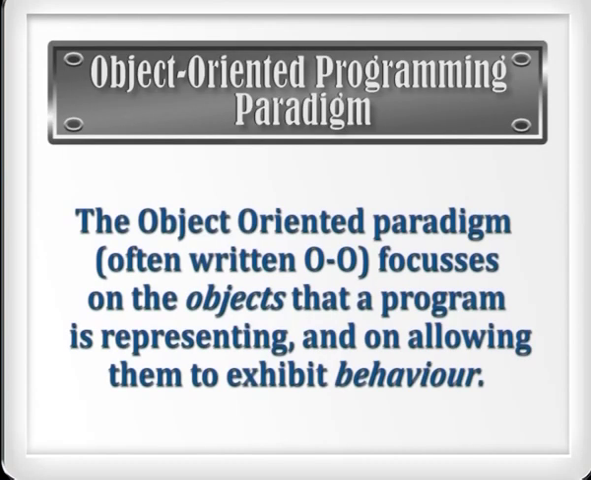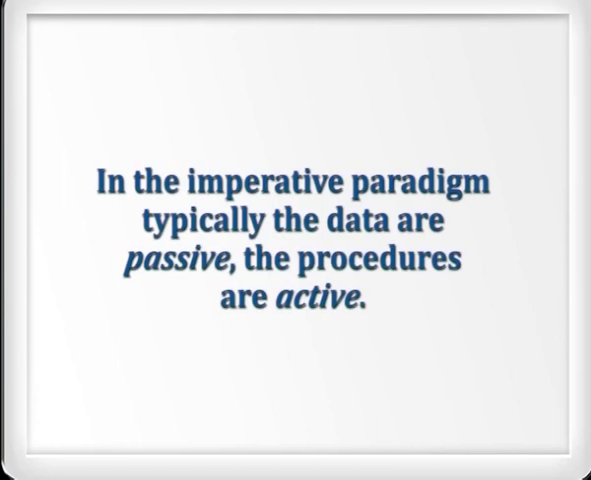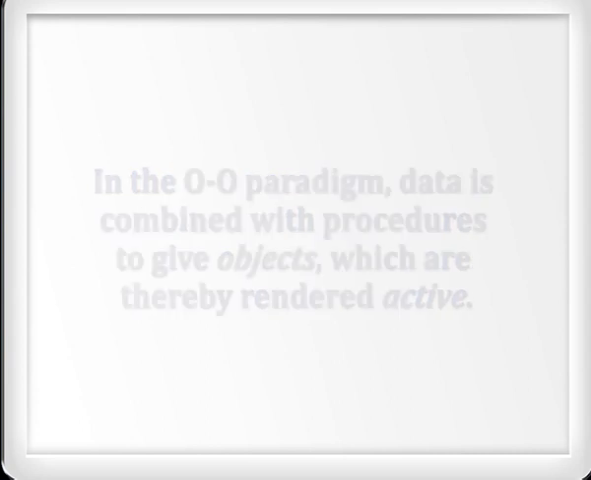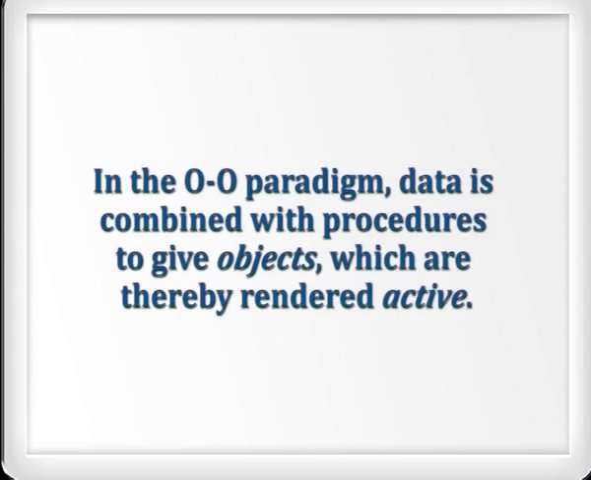The object oriented paradigm, often written as OO, focuses on the objects that a program is representing and allowing them to exhibit behavior. This is contrasted with the typical approach in the imperative paradigm, in which one typically thinks of operating on data with procedures. In the imperative paradigm, typically the data are passive, the procedures are active. In the object oriented paradigm, data is combined with procedures to give objects which are thereby rendered active.